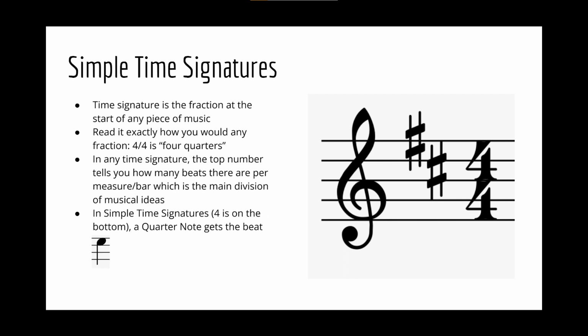In simple time signatures where the bottom number is 4, we'll use quarter notes as our primary indicator of the beat, where we're going to clap or tap our foot or listen to our metronome. And then the top number tells us how many of those beats we're going to have per measure or bar. And that kind of indicates how the music might feel or be organized or phrased, right?